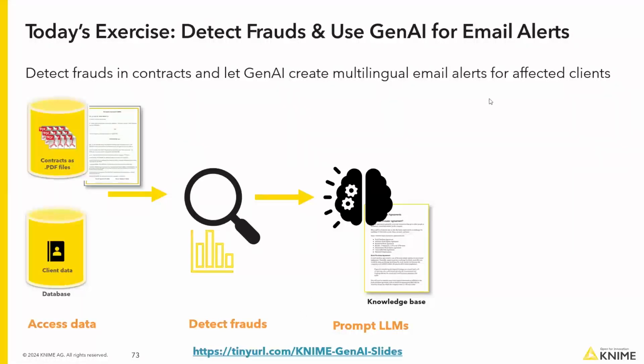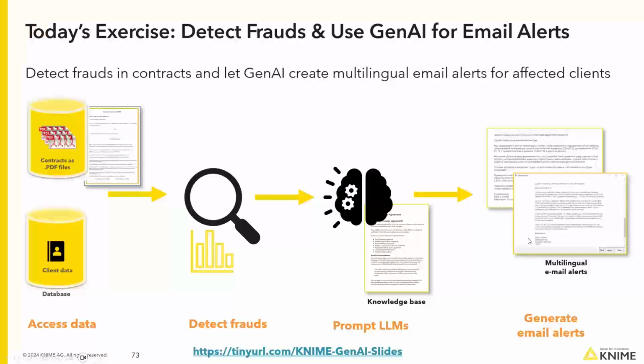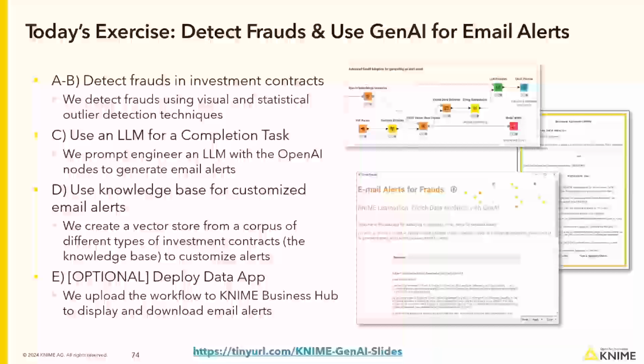Okay. Good. We're then gonna prompt our LLM to generate initially just sort of vanilla email alerts, and then we're gonna use the knowledge base to include more information, and finally generate those email alerts. All right, and that's how we're gonna break the task into 5 parts.